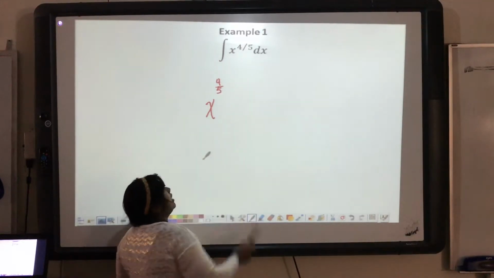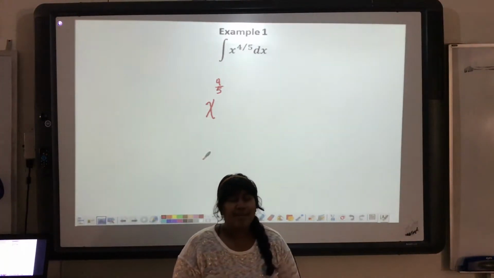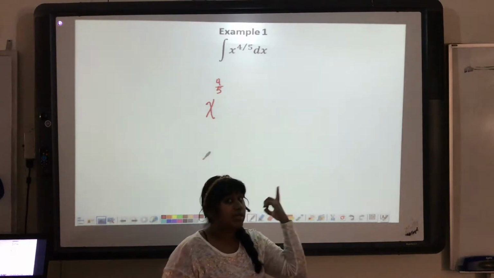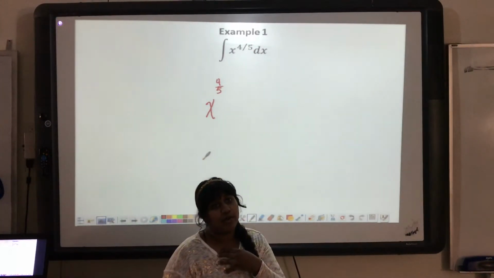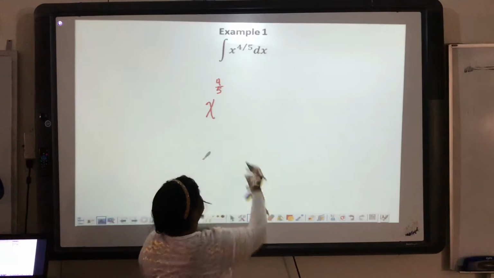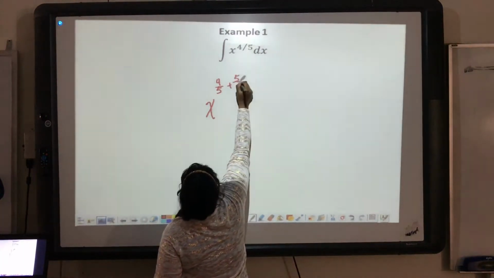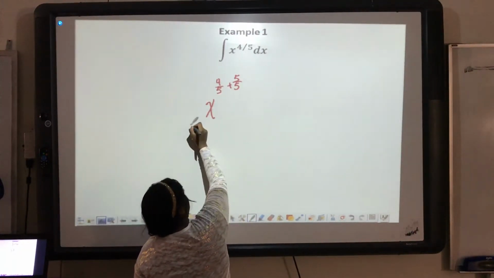So step 1, I'm going to add 1 to my exponent, but I don't want to add 1 in the form of 1 because we have a fraction. I actually want to add 1 in the form of my denominator, which is 5. So I'm going to add 1 as 5 over 5. Step 2, I divide the whole thing.